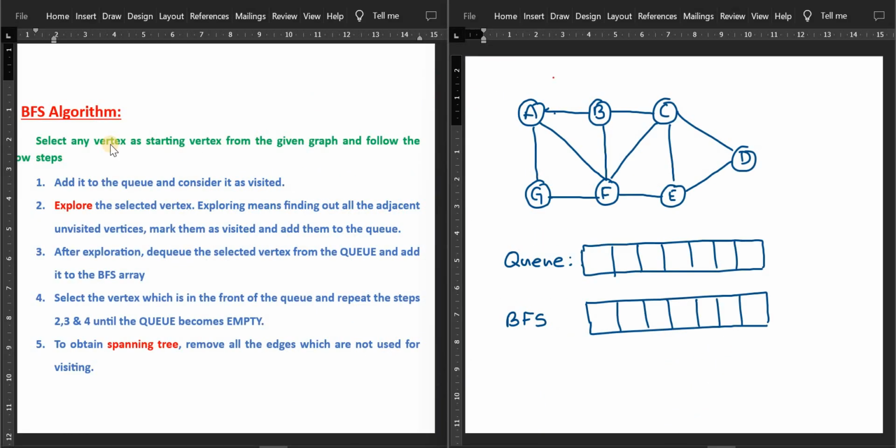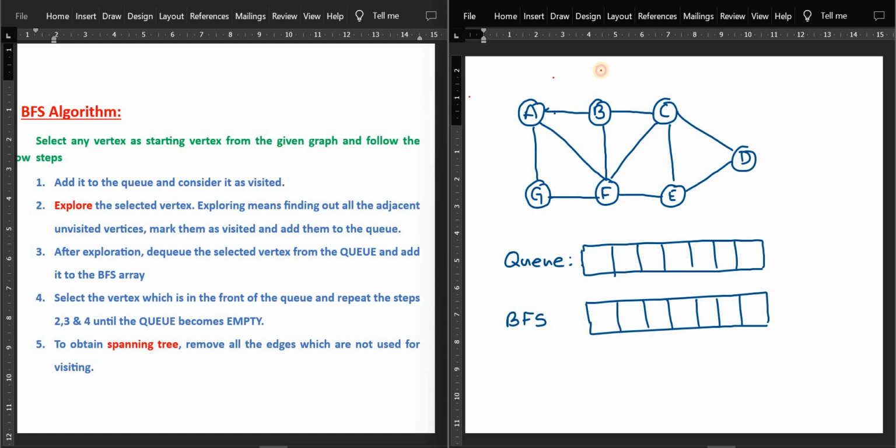Okay, now let's see the important part, that is the BFS algorithm. This algorithm is having 5 steps. Don't get scared by seeing this very big algorithm. I will try to explain this algorithm with an example. So once you understand the example first, then you can easily write the entire algorithm in your own words, right?